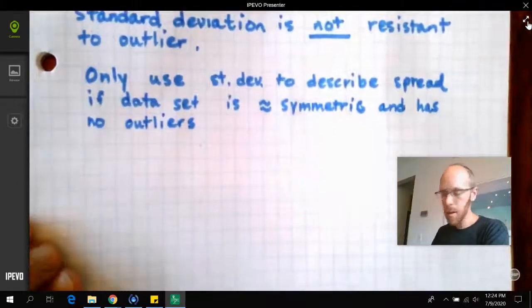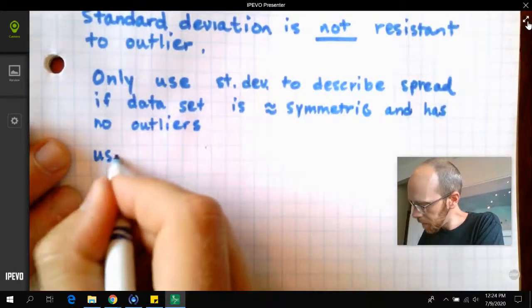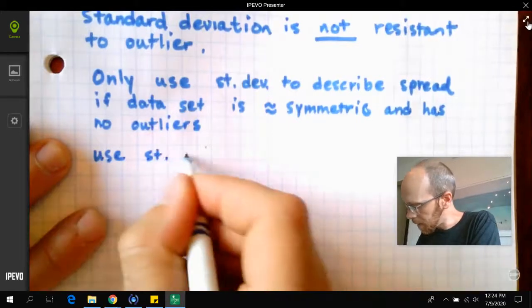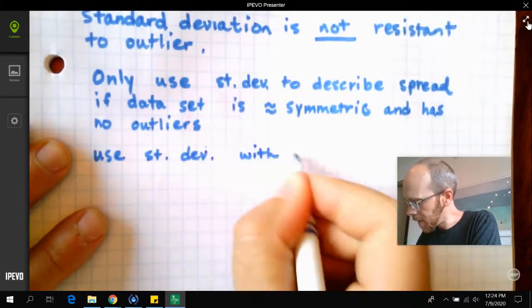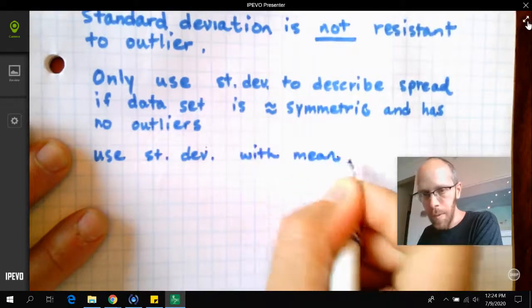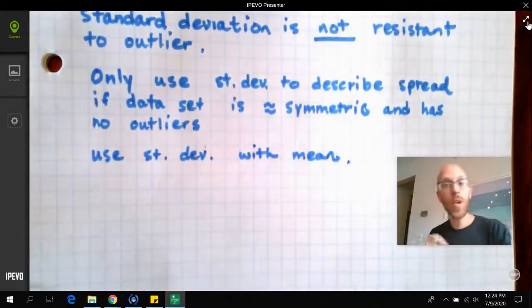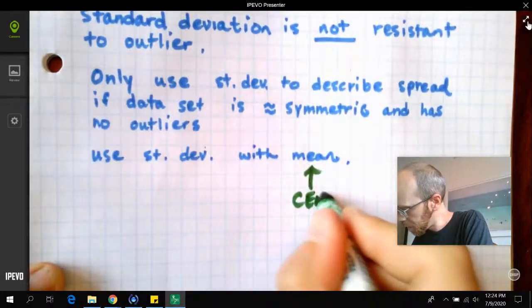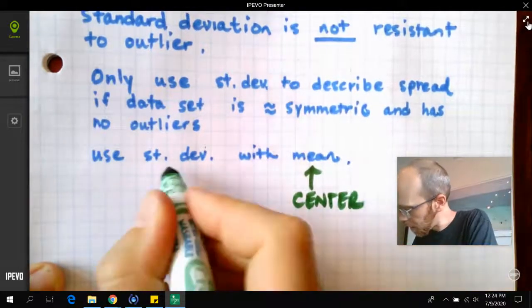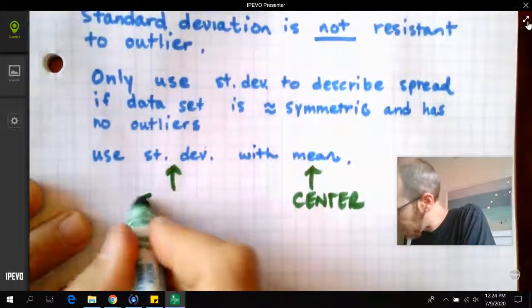One more thing. Use standard deviation with the mean. So when you are using the mean to talk about center, you're going to use standard deviation to talk about spread.